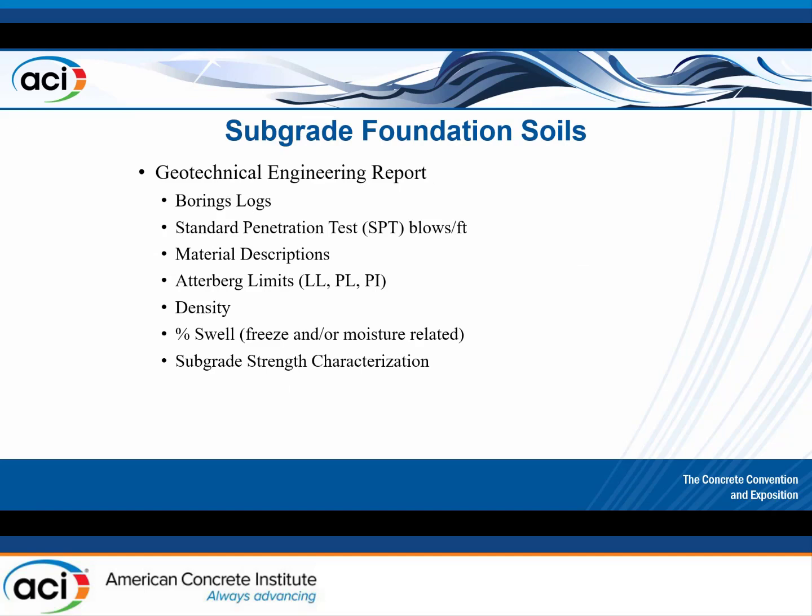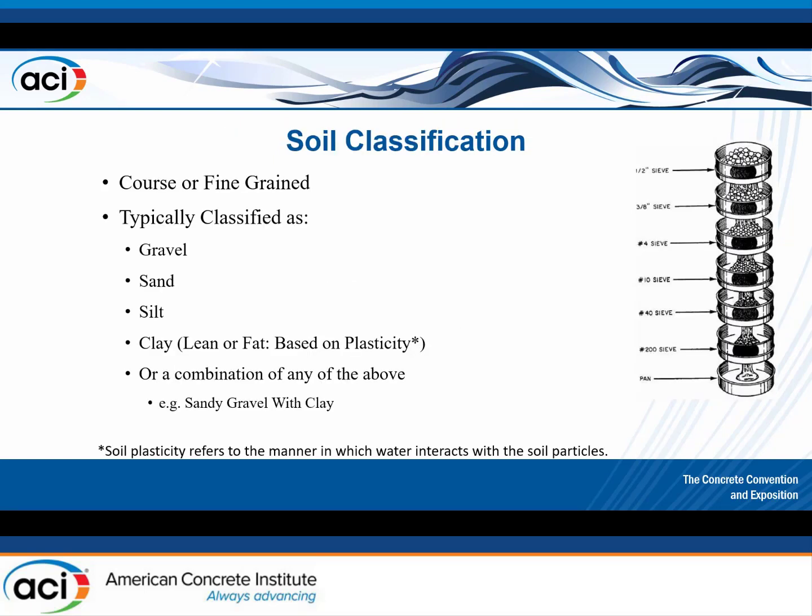Typically, the geotech report covers these things. It has the boring logs in it, shows the SPT values, and that basically just kind of gives you an indication of the changing layers in terms of its relative strength. We'll describe the materials that we encounter, and we'll do tests where we will get the liquid limit, plastic limit, and PI. We'll talk about that. We'll run density tests, get the percent swell, and then we'll run tests to give us that subgrade strength value.